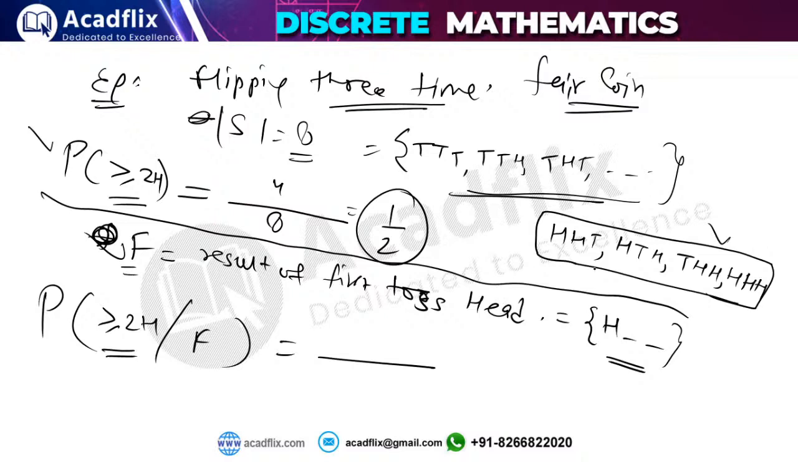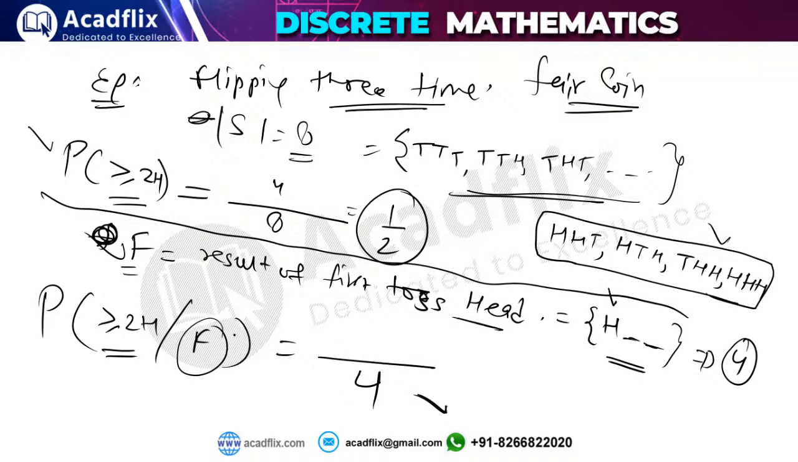See, now you know already that the result of the first toss is head. So your sample space has changed. Your sample space is F, because now your sample space has 4 items. Because the first result is head and the remaining 2 results could be anything. That's why your new sample space has 4 elements. Why? Because you know already that the first result is head. So that's why this is your new sample space.